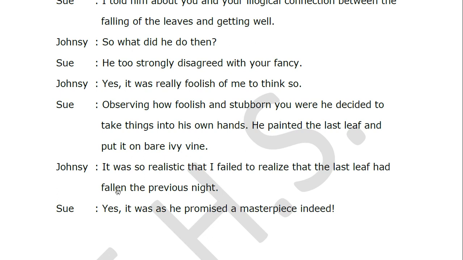Johnson: It was so realistic that I failed to realize that the last leaf had fallen the previous night. Yes, it was as he promised, a masterpiece.